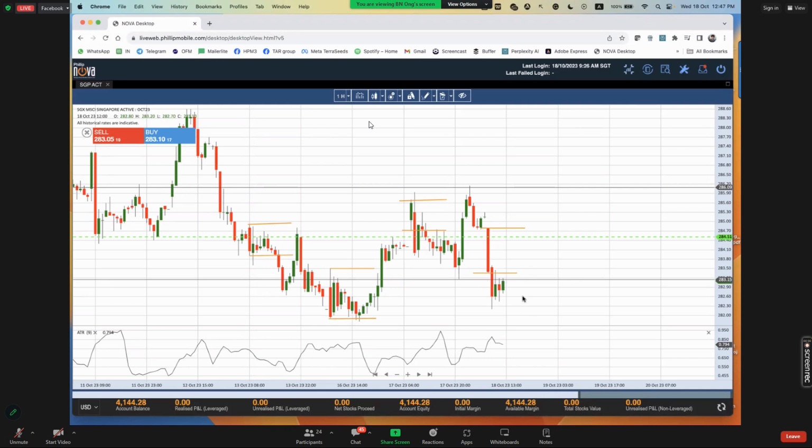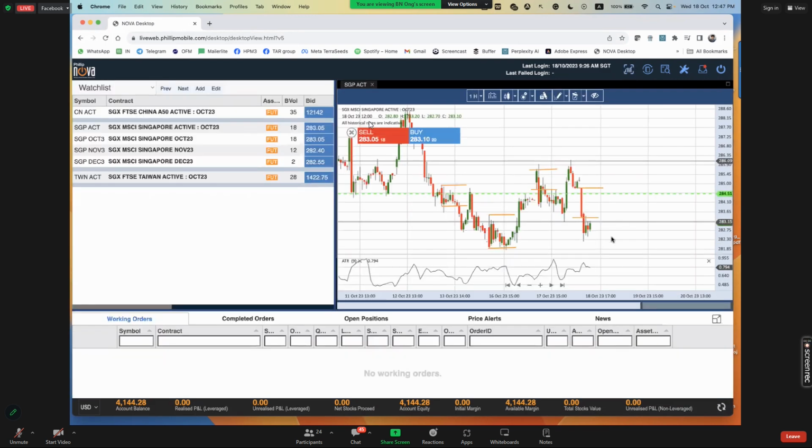Okay. So what I like to do is I like to show you how to place the order. Now, so you just minimize this. We're going to place a limit order for this trade. And we're going to place the limit order at the OBL here. All right. So there are 4 tabs here. One is the working order, completed orders, open position, and the price alert. So these are the 4 tabs here.